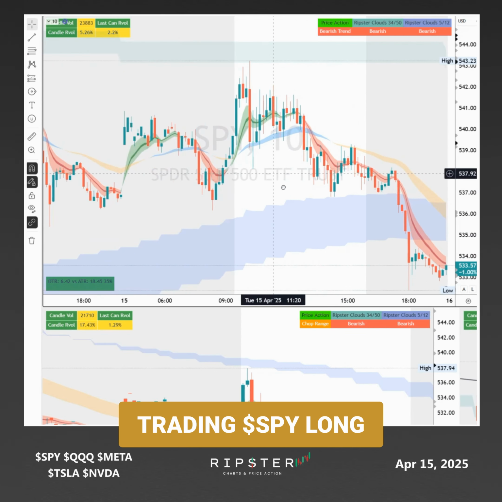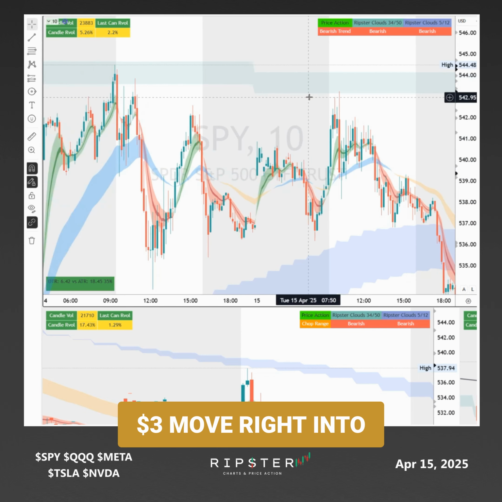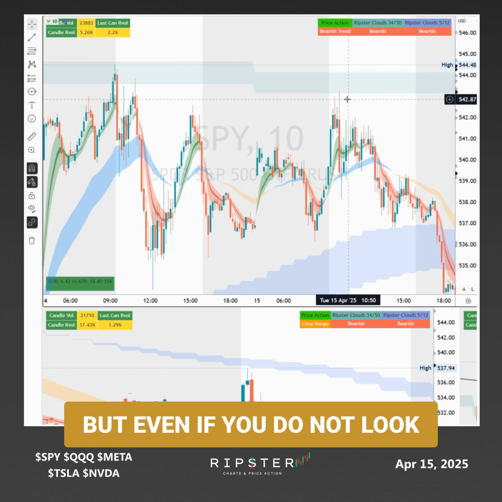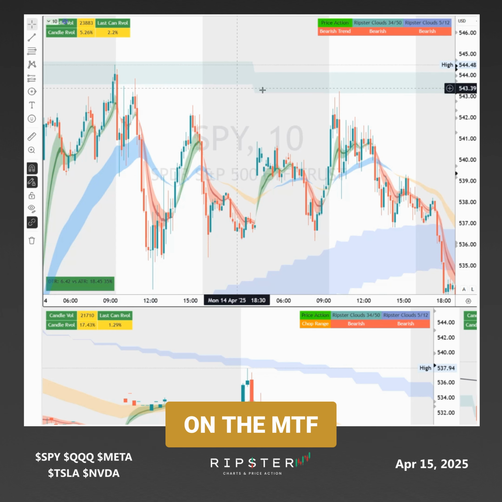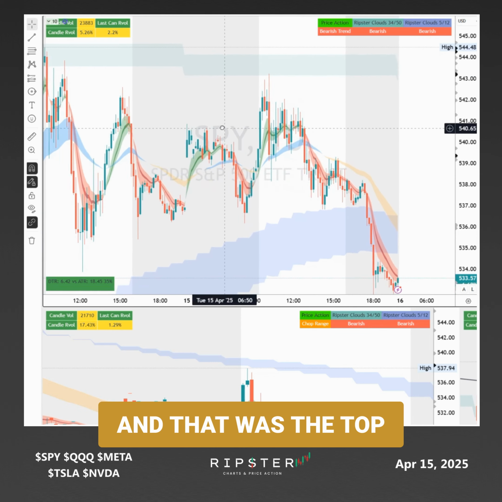So when we were trading SPY long, like I just showed you, we were long right at the open, and we hit 543 from 540, a $3 move right into the MTF clouds. And some bad news hit. But even if you do not look at the news, you can see that we have rejected on the MTF. And this, I suppose, is the daily 2021 MTFs. We rejected them 2 days in a row, and that was the top of the day.